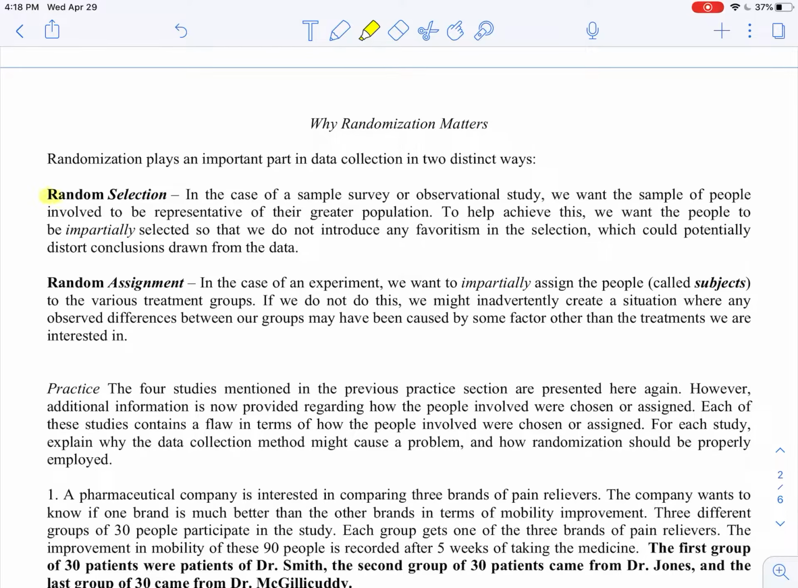So when it comes to doing a survey or an observational study, it's important that you employ what we call random selection. Select the people who you are studying, whether it's in the survey or the observational study, at random. Okay, you want to try to avoid there being bias.